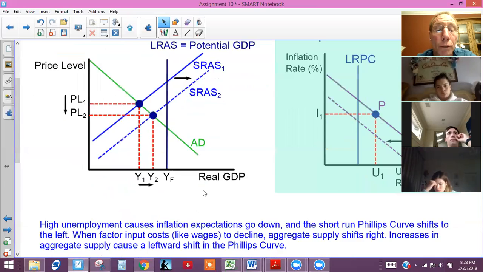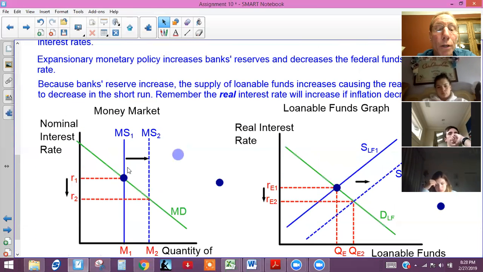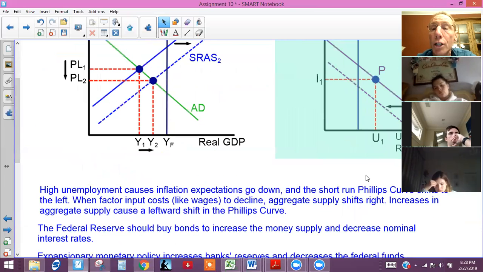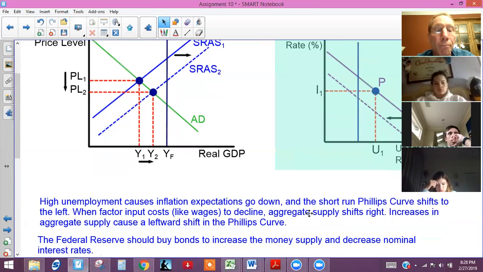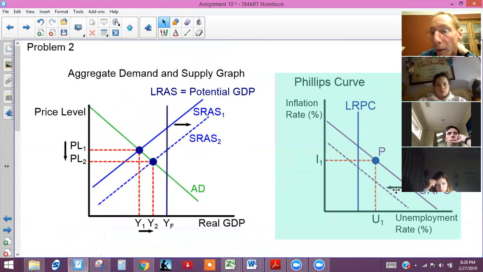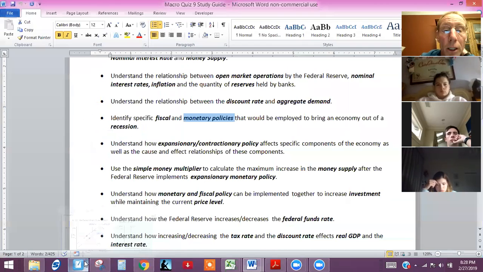And hopefully, when this shifts out, we'll also get a change in unemployment. It should go that way, but it's not a shift, it's a movement. The shift is something I'm going to talk about in assignment 10, so we'll get more on that. We're going to talk about what causes this to shift. That's not something you need to worry about right now, but you will be.